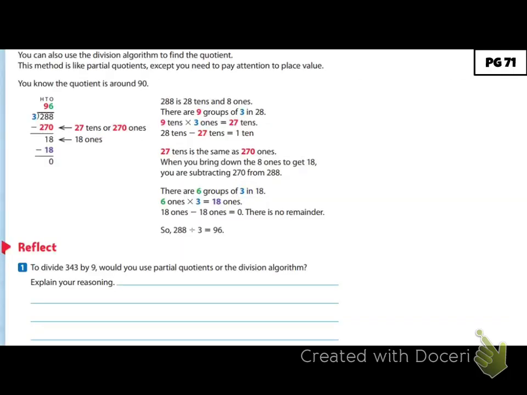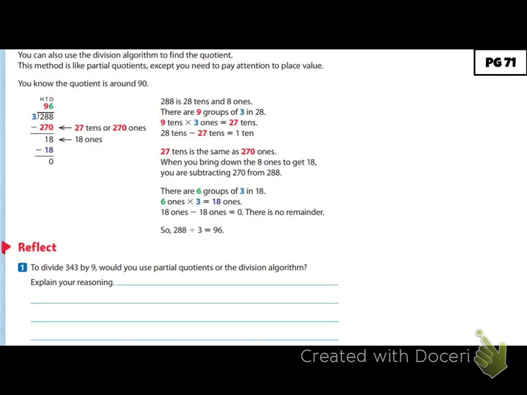We can also use the division algorithm to find the quotient. That's basically the normal setup that we do. So this method is like partial quotients, except you need to pay attention to place value. So you know the quotient is around 90. So we're taking 288 is 28 tens and 8 ones. There are 9 groups of 3 in 28. So 9 times 3 equals 27. 28 minus 27 equals 1.